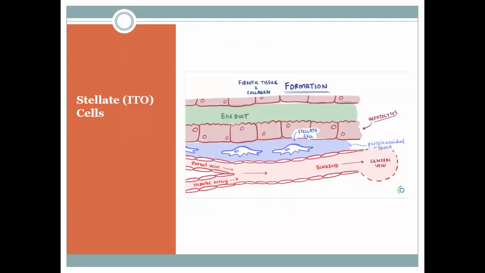This is the same picture that we have talked about, the fact that now the space of Disse between the sinusoid and the hepatocytes, which in normal conditions is interrupted and free, meaning it's not a continuous layer of ito cells, rather it is an interrupted layer that will allow for the free exchange of nutrients and oxygen between the hepatocytes and the sinusoids.